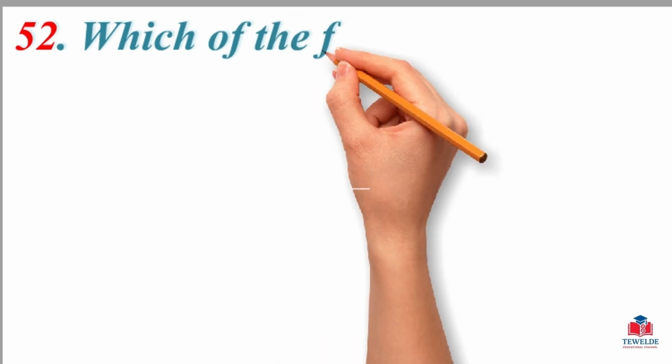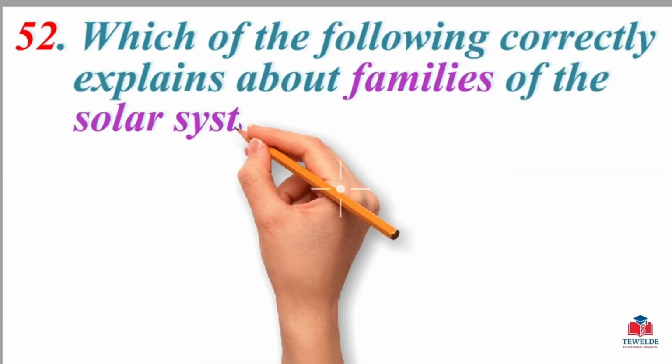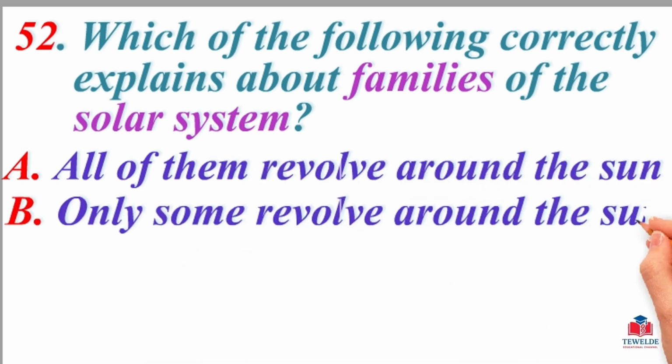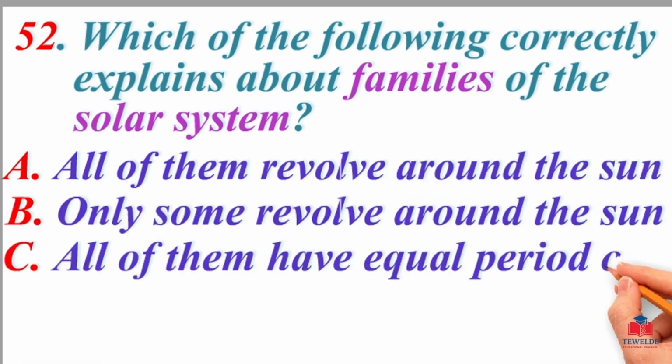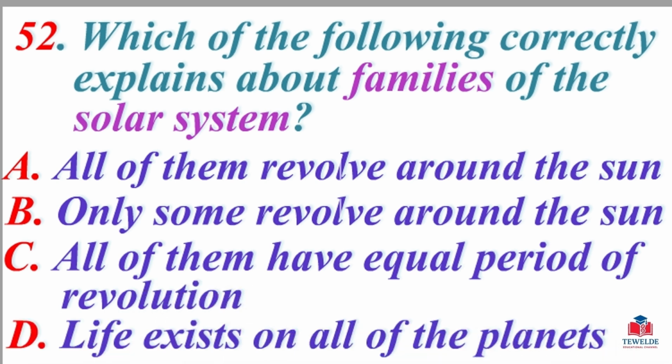Question number 52. Which of the following correctly explains about families of the solar system? A. All of them revolve around the sun. B. Only some revolve around the sun. C. All of them have equal period of revolution. D. Life exists on all of the planets.